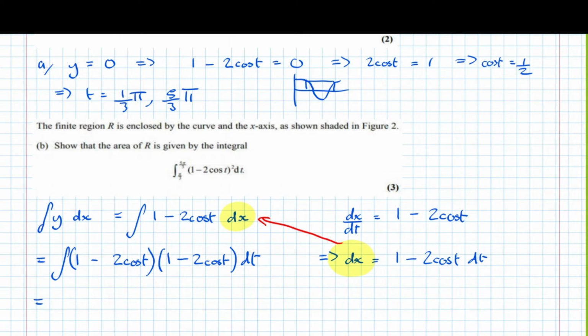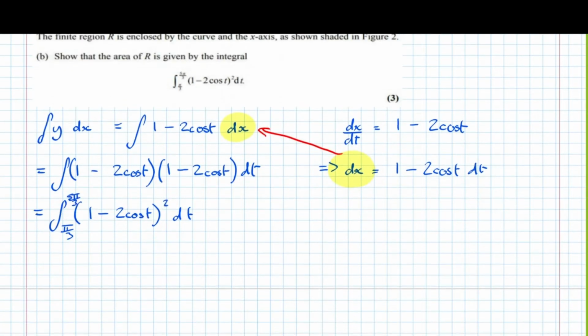Equals the integral of exactly what we're asked to find, 1 minus 2 cos t squared dt. And basically we've found the limits earlier, so we can just put those in, 5 pi over 3 and pi over 3. Right. We've done that part. We've actually shown that that's the integral.